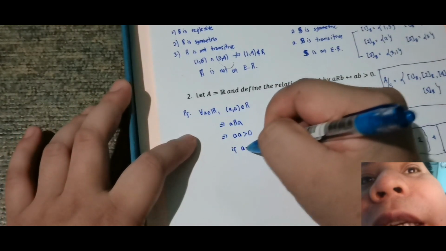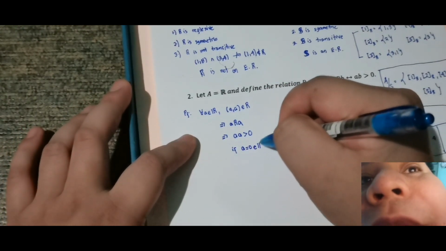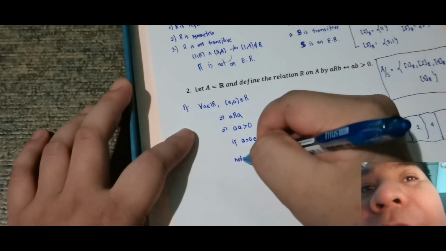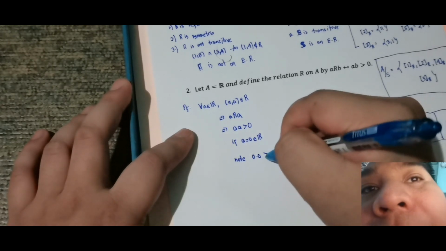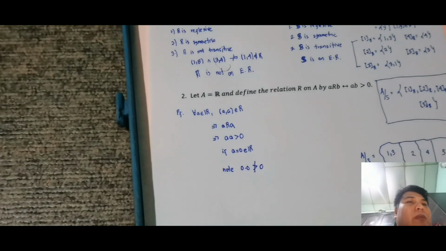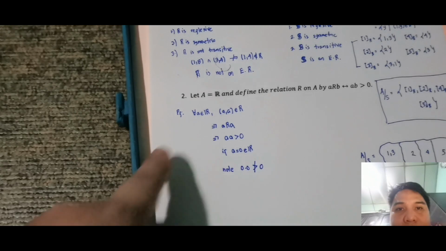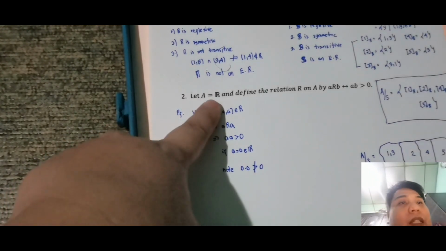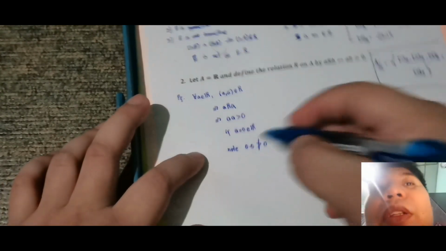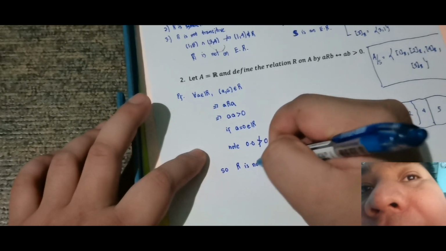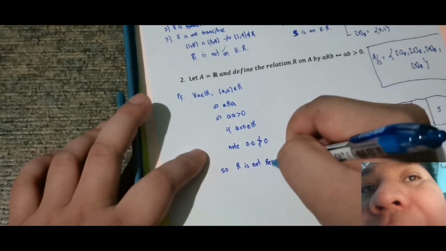So, if A is equal to 0, which is an element of real number. Tama? 0 times 0, note that 0 times 0 is not greater than 0. But it is equal to 0. So ano masasabi mo? Is R reflexive? No. Sa nag-iisang element na yan, sino yon? Si 0, hindi siya reflexive. Sa nag-iisang element na 0, hindi siya reflexive. So, R is not reflexive.